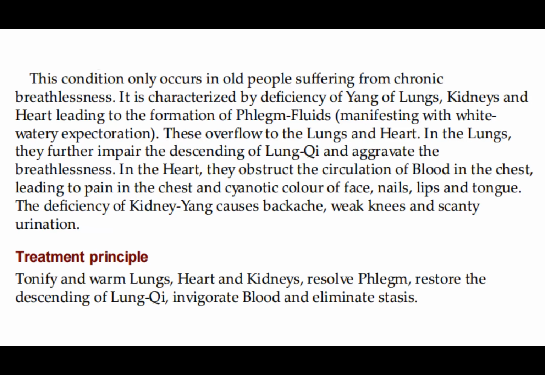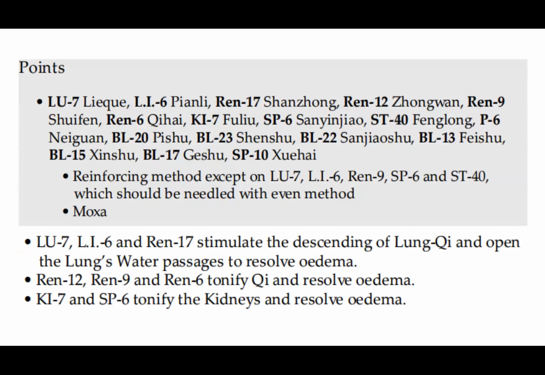Treatment principle: tonify and warm lungs, heart, and kidneys, resolve phlegm, restore descending of lung qi, invigorate blood, and eliminate stasis. Lung 7, Li 6, Ren 17, Ren 12, Ren 9, Ren 6, kidney 7, spleen 6, stomach 40, pericardium 6, bladder 20, bladder 23, bladder 22, bladder 13, bladder 15, bladder 17, spleen 10. Reinforcing method except on lung 7, Li 6, Ren 9, spleen 6, and stomach 40, which should be needled with even method. And we use moxa.